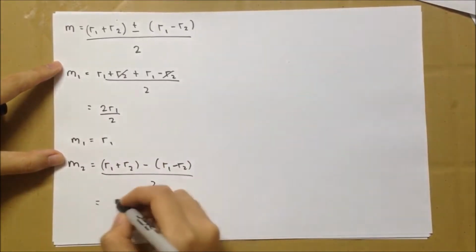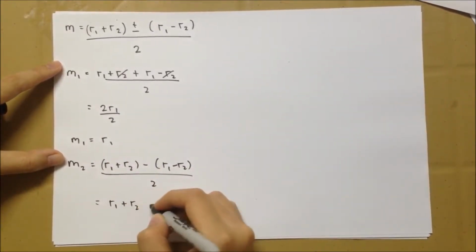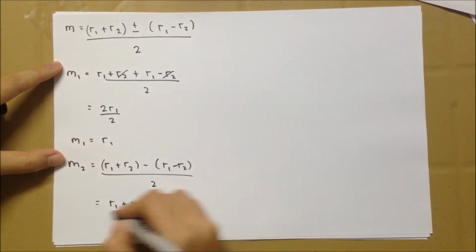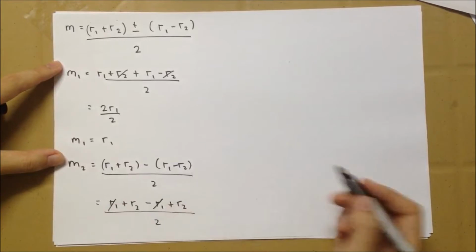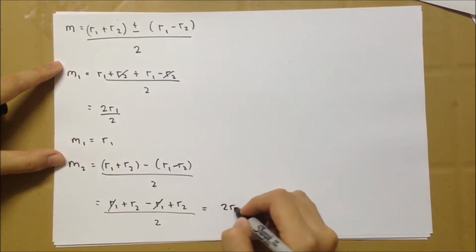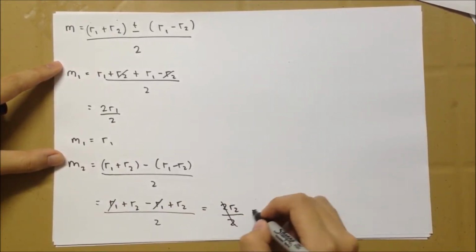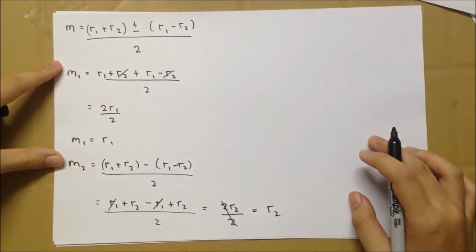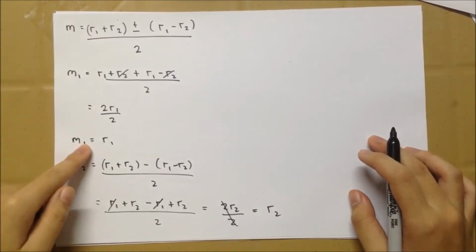So this will be r1 plus r2. Distributing the negative sign, minus r1 plus r2 over 2, canceling r1, I am left with 2r2 over 2, canceling that, now I am only left with r2. Thus, notice that we took the assumption that r1 is not equal to r2.